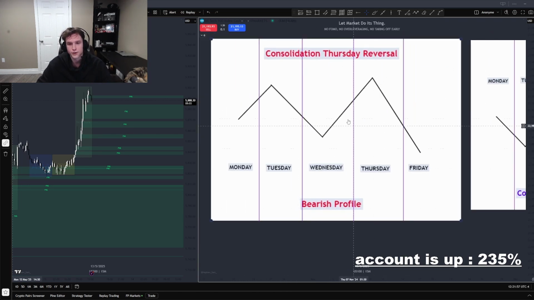On the contrary, here for the bearish profile, let's say you're bearish on your week, your drawn liquidity is lower, your trend is bearish on the weekly, on the daily.